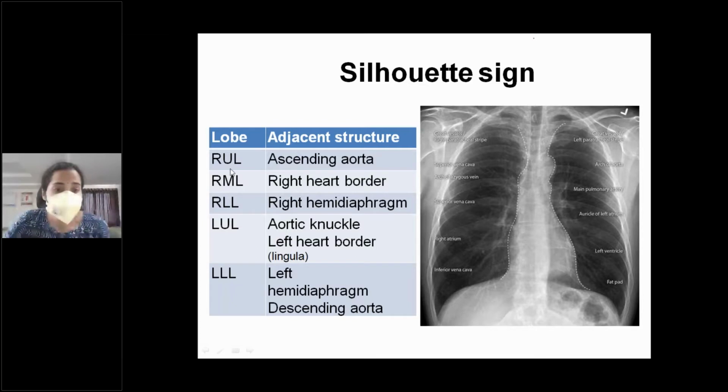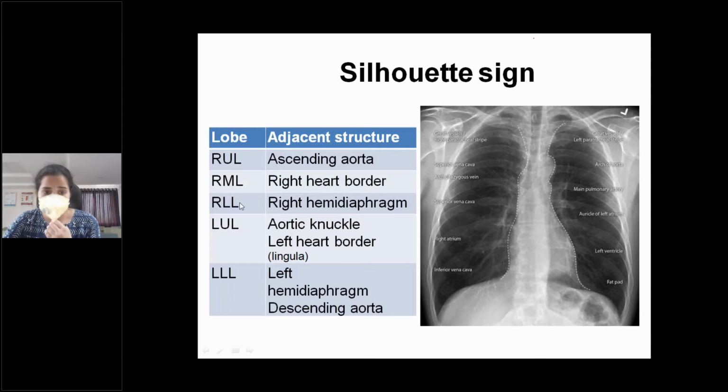For example, if there is right upper lobe collapse, I already told you the right upper lobe is somewhere here, and then this is your ascending aorta. When there is a right upper lobe collapse, it tends to come here, and there will be loss of Silhouette of the ascending aorta. You have to suspect right upper lobe collapse. Then whenever there is loss of Silhouette of the right heart border here, you have to suspect right middle lobe collapse.